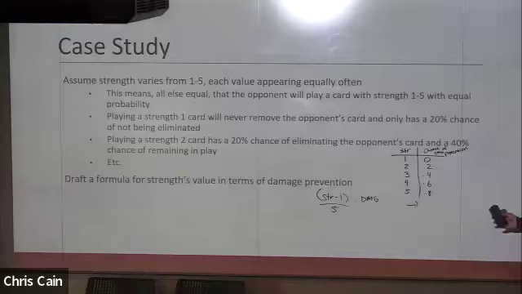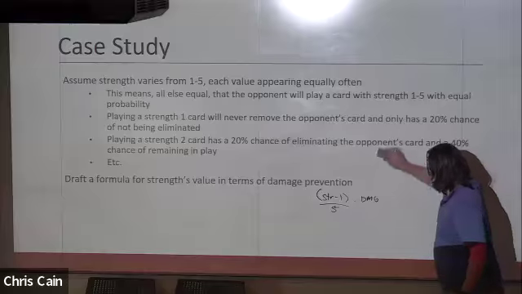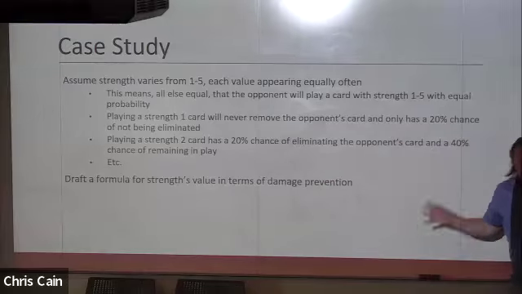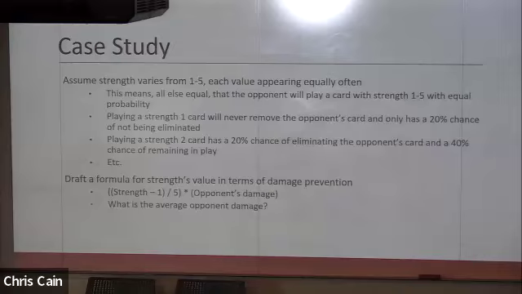Questions on how or why? Makes sense. So we end up having to make some assumptions about the card pool as we do this, but it'll help us to be able to design cards later. So yeah, strength minus 1 over 5 times opponent's damage. What is the average opponent's damage? We will assume that the values of 1 through 5 are equally likely. So let's just say that the average damage is 3. So we can fully now say that we have strength minus 1 over 5 times 3.